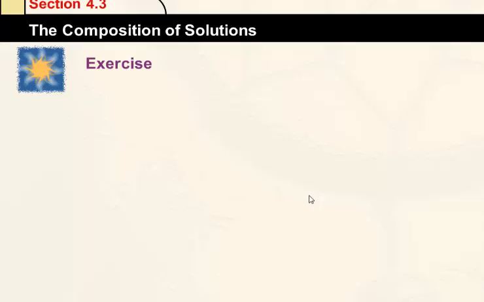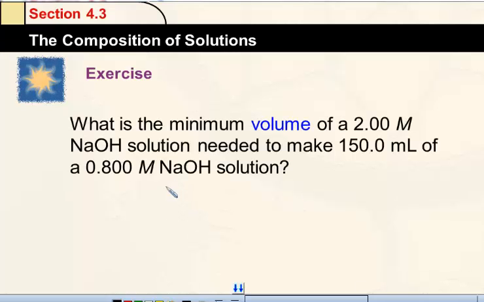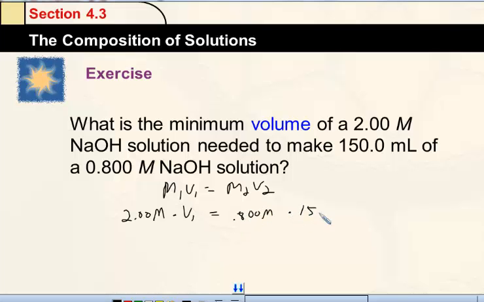All right, quick little practice problem here. It will be our last slide of this video. And we're just going to use M1V1 equals M2V2. We did this in regular chem. Been a while for some of you. I have 2.00 molar, which is my highly concentrated solution. I want to know what volume of that I would need if I wanted to reduce the molarity to 0.8 and make 150.0 milliliters of it.